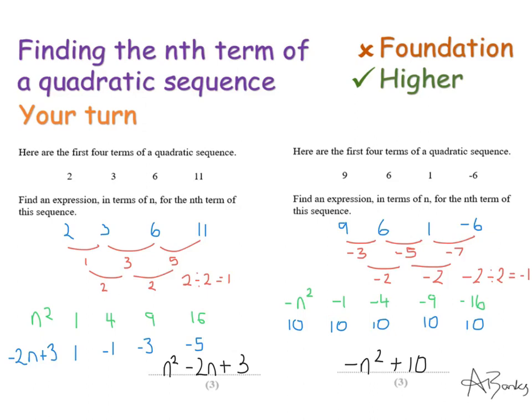And then again, finding the difference between these terms and this one. Every time it was add 10 difference. So the answer was minus n squared plus 10. Or you could have written 10 minus n squared. But it's very tricky to find the second difference correctly.